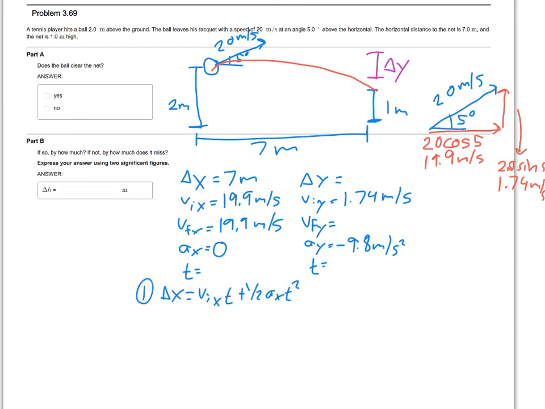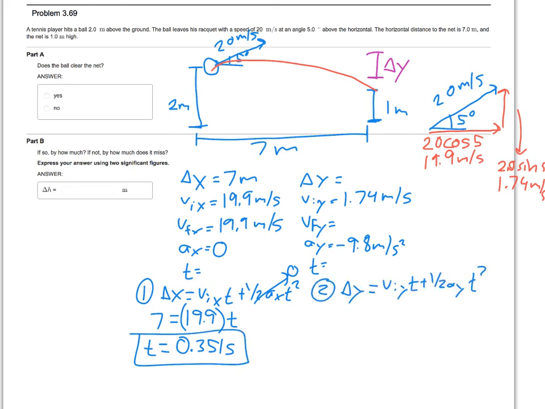So in the x direction, I use my delta x equation. I know that that final term goes away, and I have 7 equals 19.9 multiplied by my time, which means the time that the ball is in the air before it travels 7 meters horizontally to the net is 0.351 seconds.